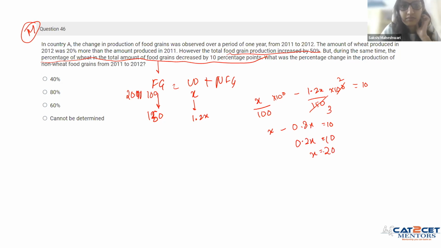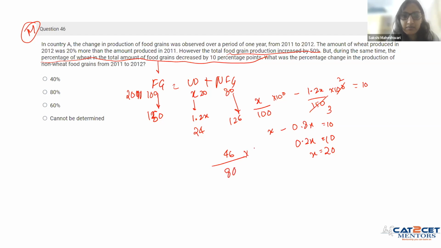Now this 20 is... what was the percentage change in the production of non-food grains? So this is 20, this means this is 80. And this is 20, so this will be 20 into 1.2. This will be 24, so this will be 126. So the percentage change will be 46 by 80 into 100. I think this should be around... just check how much this will be.